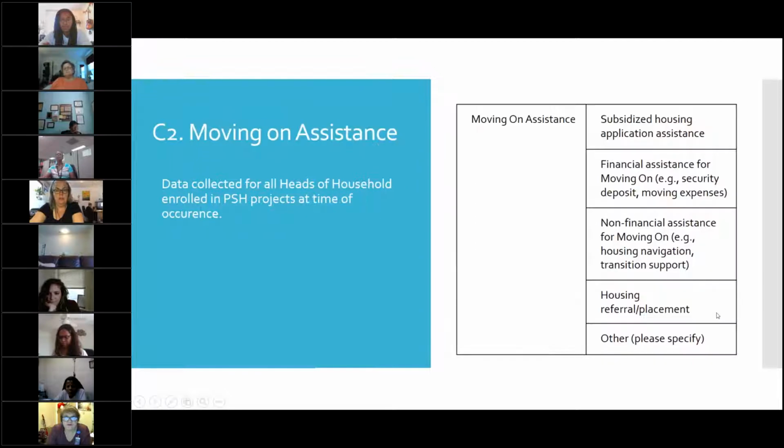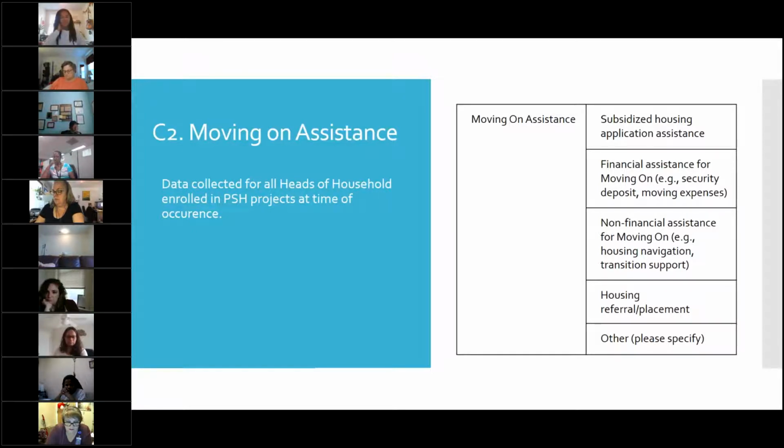Next slide, please, Zara. Moving on to data element C2, moving on assistance. Moving on enables those individuals and families that are willing and able to graduate from PSH to do so by providing them with a sustainable and affordable housing option through mainstream systems, while also providing them with the service connections they need to have continued housing success.